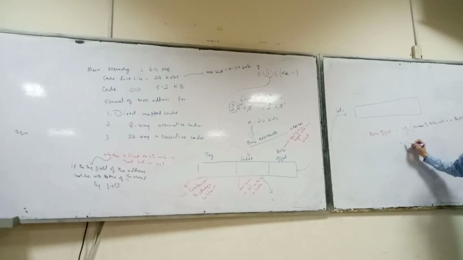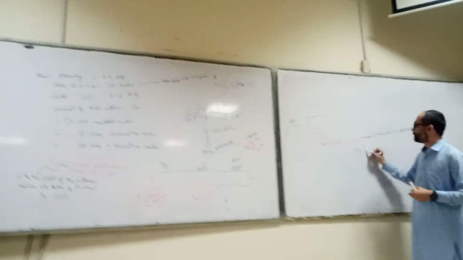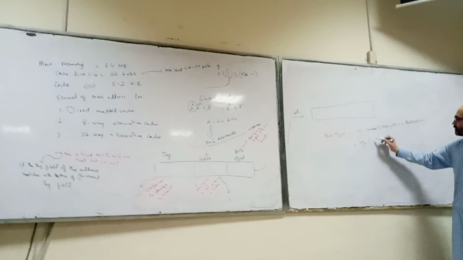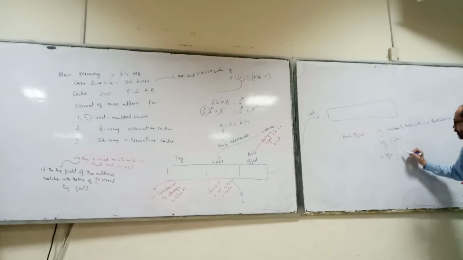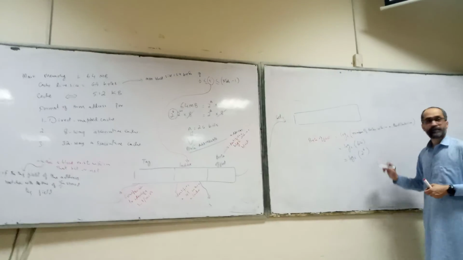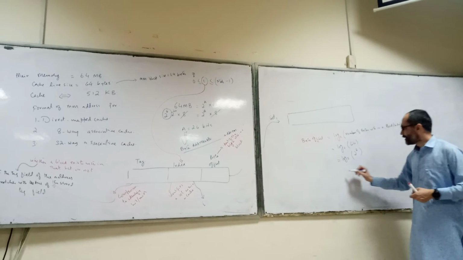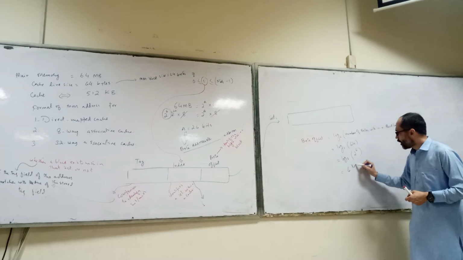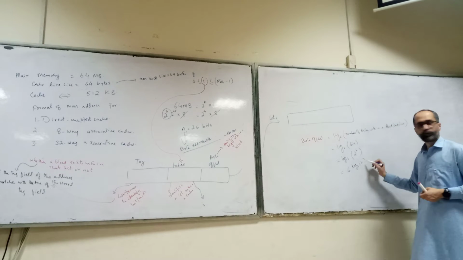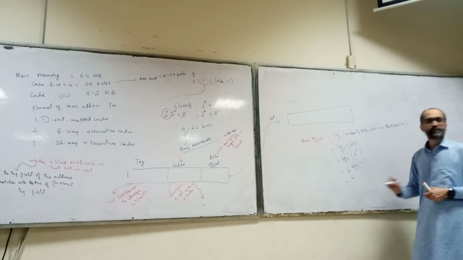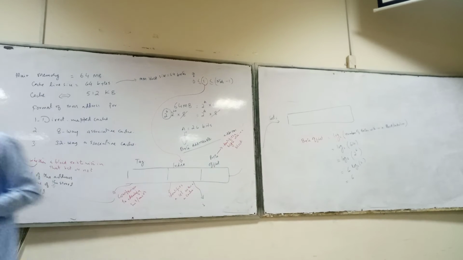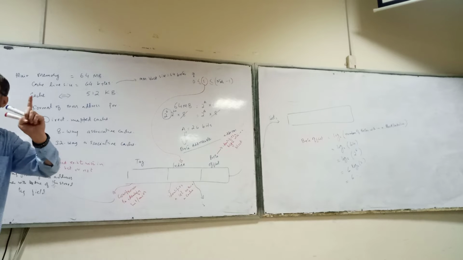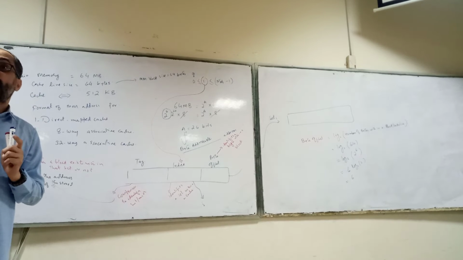How many bytes are within the block? 64. So it is equal to log 2 of 64, which is log 2 of 2 to the power 6. It will cancel out and be equal to 6. So now we have fixed one thing, and this is the same for all.